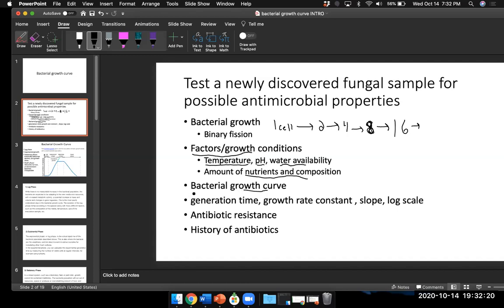And from that, you can calculate the generation time: how long does it take for each of these divisions to occur? And we take these during the rapid growth phase called the exponential growth or logarithmic growth phase. And then we can calculate the growth rate constant. And again, that would be for the exponential growth, because it changes. And in fact, let's go ahead and look at the next slide so you can see.